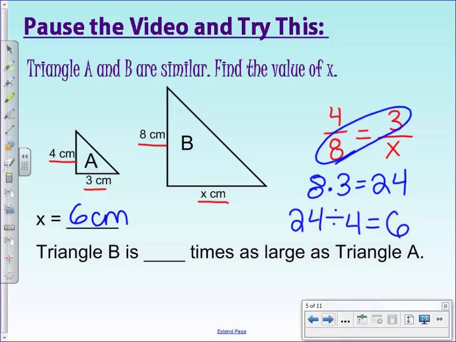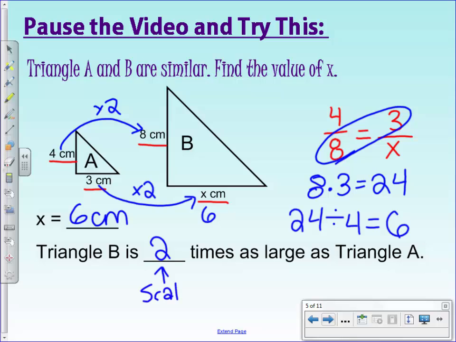Now, when we look at the side lengths of the triangles, you may have also noticed that 8 is twice the length of 4. So 4 times 2 would give us 8, and 3 times 2 would give us 6. That means that triangle B is 2 times as large as triangle A. 2 is then the scale factor from triangle A to triangle B.